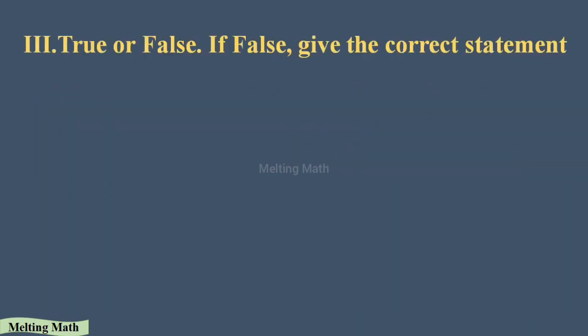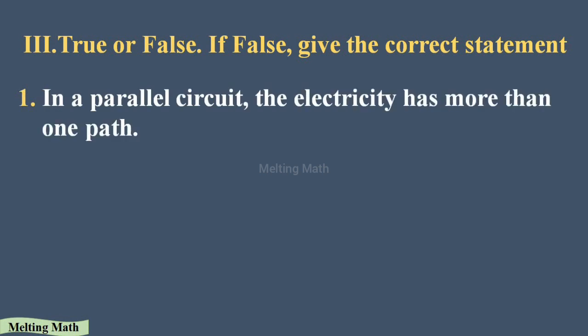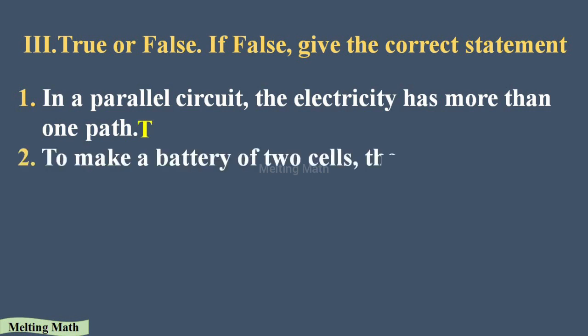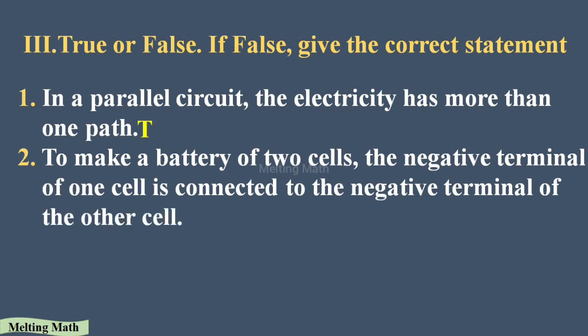Okay, let's see the first one. In a parallel circuit, electricity has more than one path. Is it true or false? Definitely it's true. Okay, let's see the second one. To make a battery of two cells, the negative terminal of one cell is connected to the negative terminal of the other cell. Is it true or false?